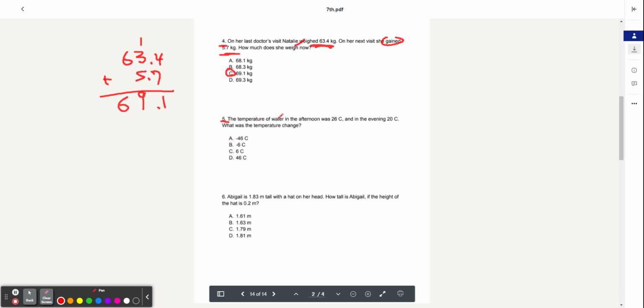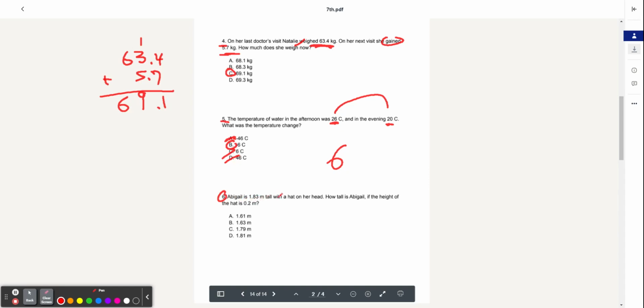5. The temperature of water in the afternoon was 26 degrees Celsius and in the evening 20 degrees Celsius. What was the temperature change? So we know it dropped from 26 to 20. So the positive numbers wouldn't be the answer. And when we look, we see that the difference between 26 and 20 is 6. So our A wouldn't be the answer, and the B is the only choice that is left.